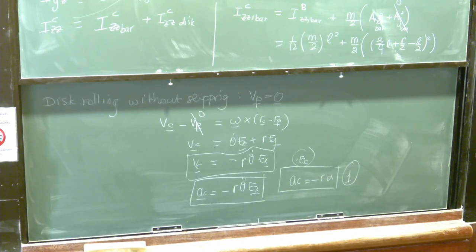Okay. We're not done yet with this problem. We need to find the coefficient of friction mu s, the minimum coefficient of friction, so that you don't have slip, so that the disk actually rolls without slipping. So how do we do that?